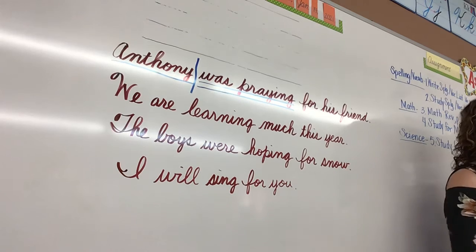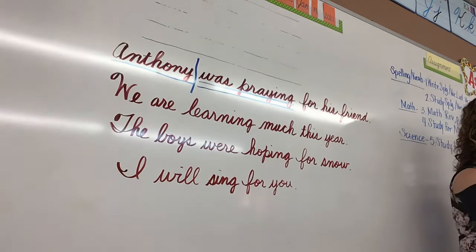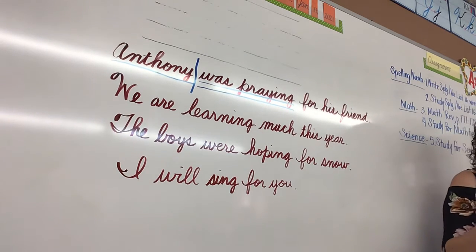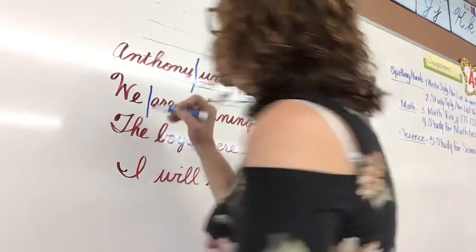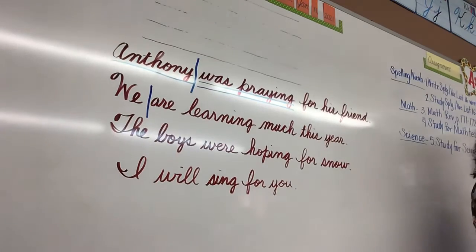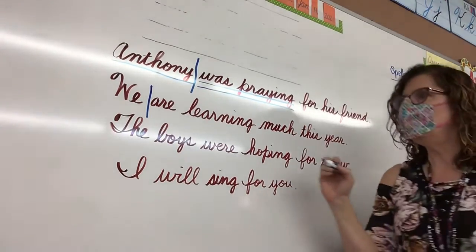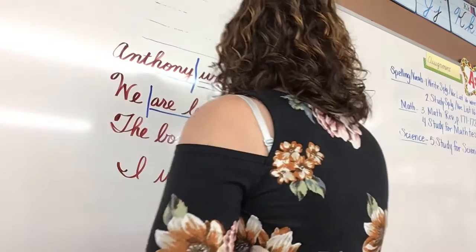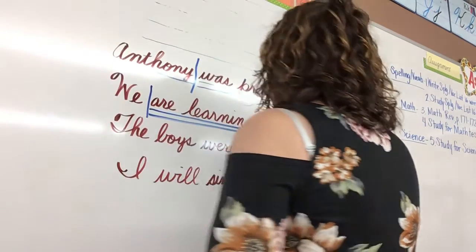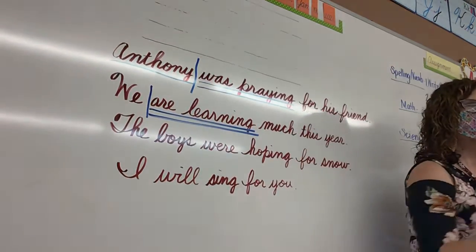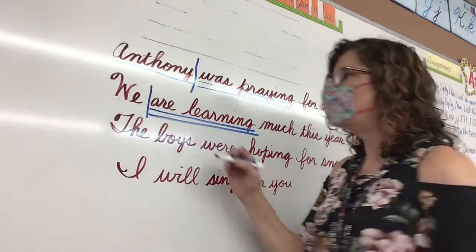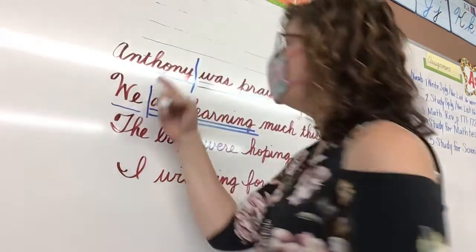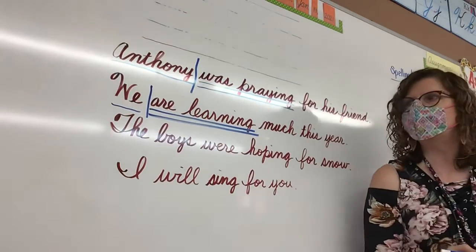Where are we going to divide that line? Here. Yeah, after we. So Brennan, what's our verb in that sentence? Are learning. We have a helper are and an action learning. We are learning. And what would the subject be, Grace? We. Very good. There's only one choose. Both Anthony and we, there was only one left to choose, so we were okay.